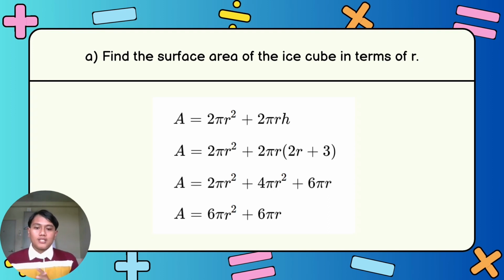A cylinder has two kinds of surface area. First, the cylinder has two circle areas, and second, the cylinder has one rectangle. Area equals 2πr² plus 2πrh. After that, we need to eliminate h by substituting the height of the cylinder, 2r plus 3. After expanding, area equals 2πr² plus 4πr² plus 6πr. Finally, the surface area is equal to 6πr² plus 6πr.